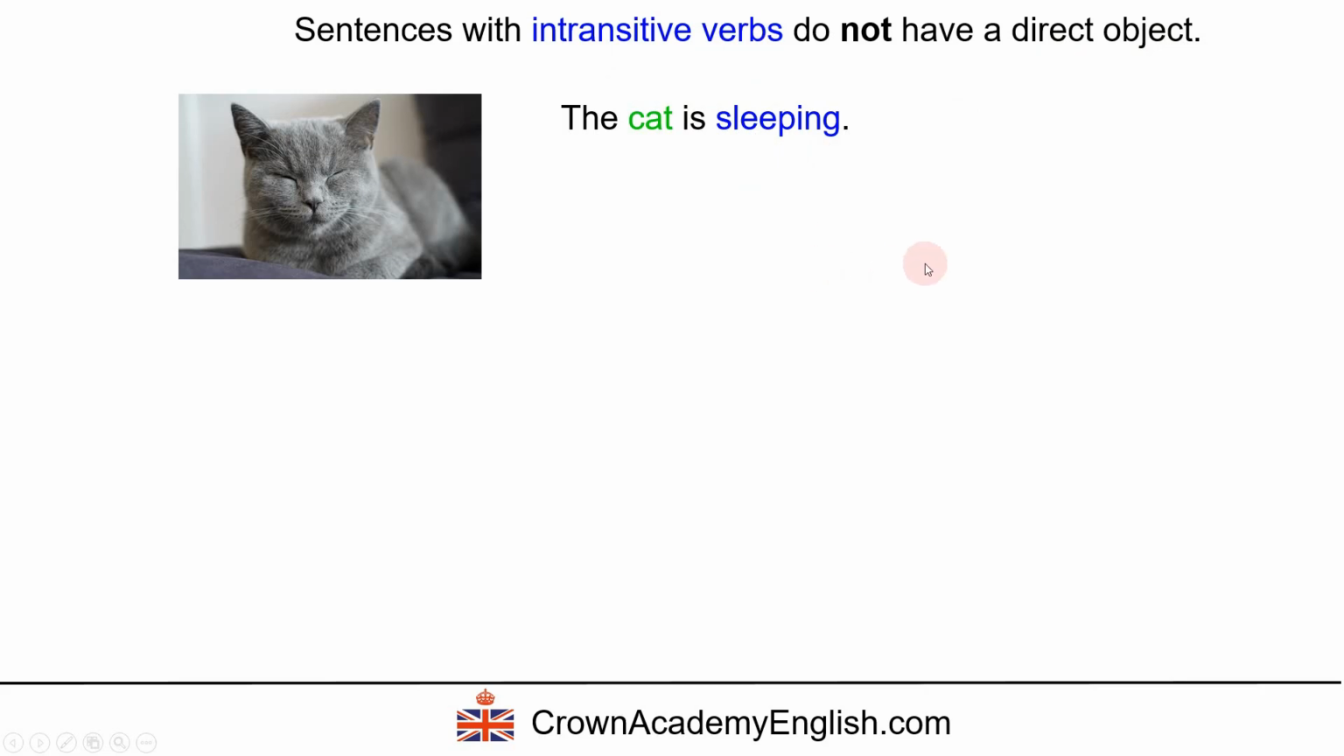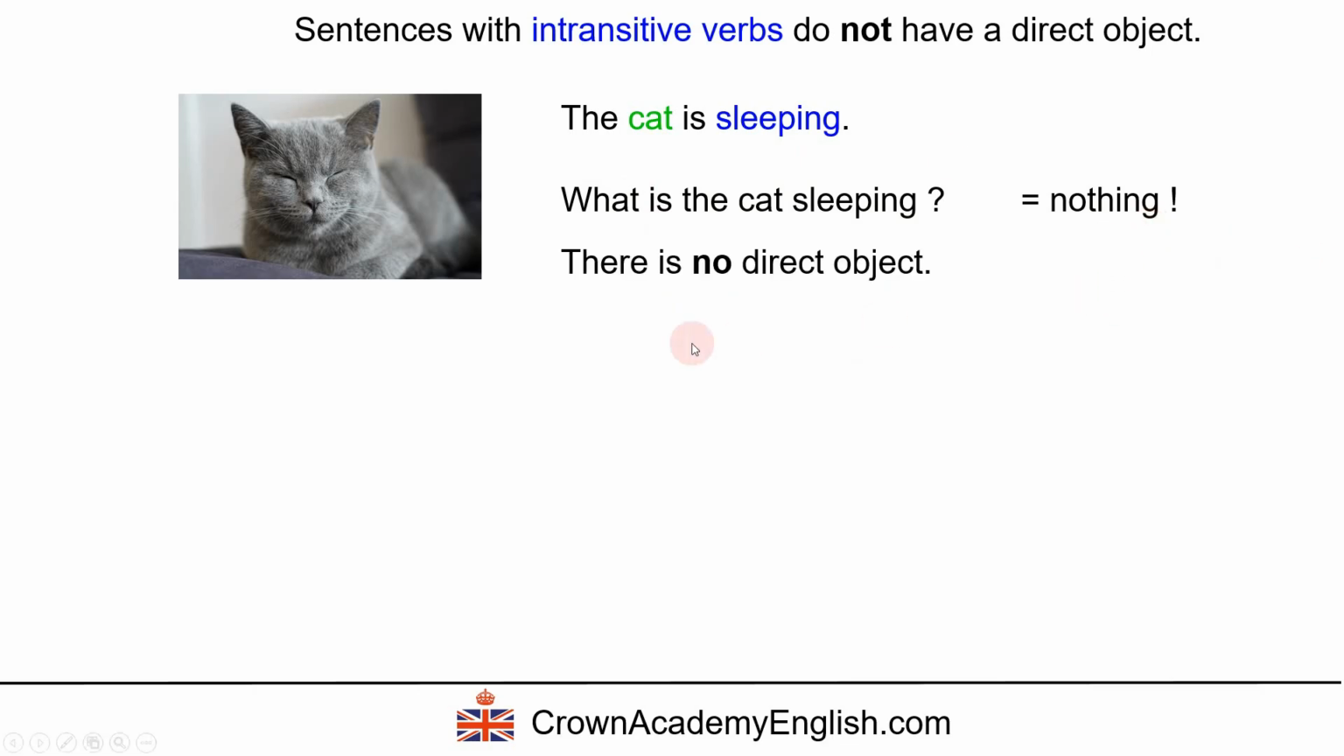So let's try our test question. What is the cat sleeping? Remember the question, what or whom? Well, let's test it. What is the cat sleeping? The question is nonsense. It does not mean anything, because the answer is, well, nothing. So therefore, there is no direct object. There's nothing here. This is an intransitive verb. It is a verb that does not need a direct object.